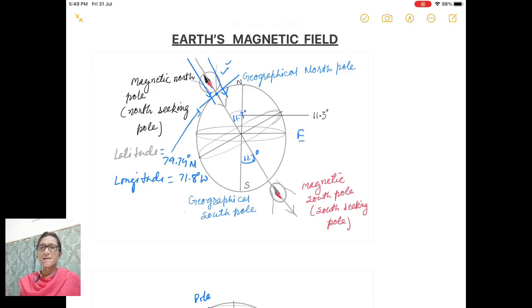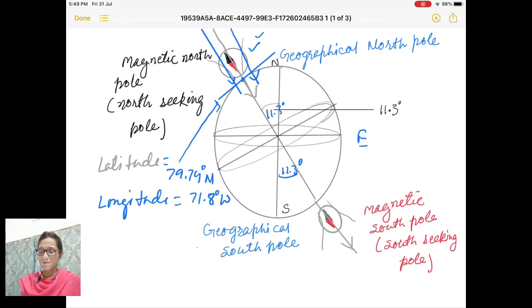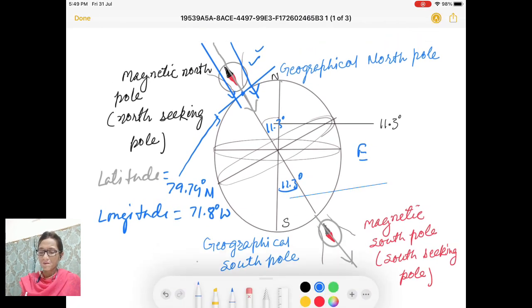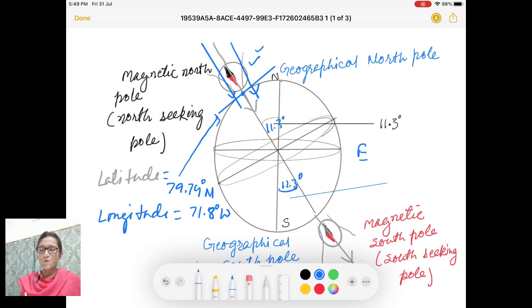Today we will learn about Earth's magnetic field. Earth is a magnet and its field is directed from 11.3 degree north of south, from here to 11.3 degree west of north, up to here.